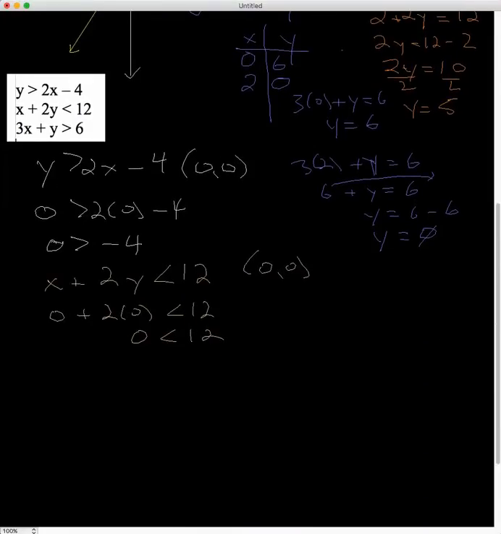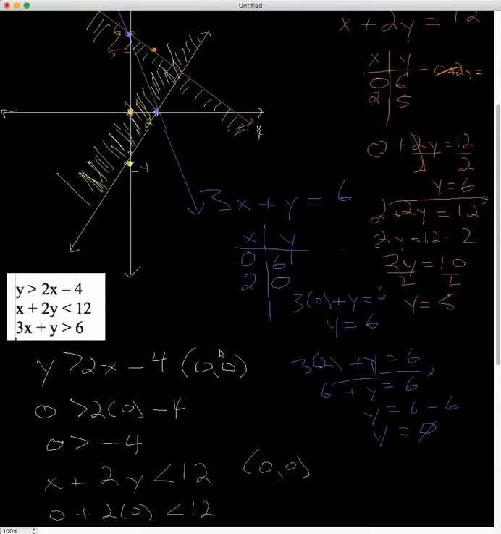Third point, we take our blue, and we have 3x plus y is greater than 6. We insert our point 0, 0 again, so 0, 0 is my test point to see if I'm going towards that way. And so we have 3 times 0 plus 0. This is 0 greater than 6. Is this true? It is not. So we are not going towards this point.